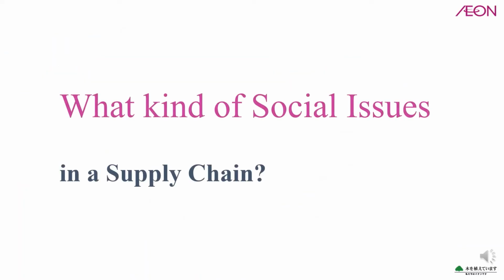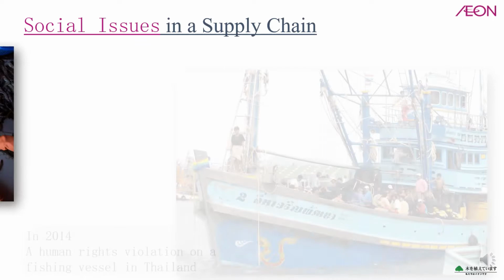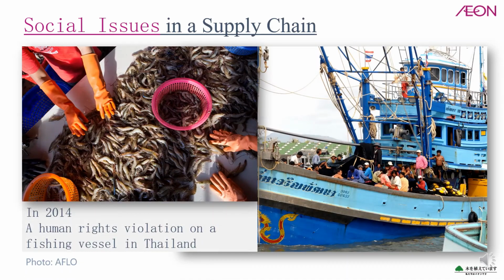So what kind of social issues are there in a supply chain? In 2014, the British newspaper The Guardian reported a human rights violation on a fishing vessel in Thailand. Illegal immigrants from neighboring countries were hired to work on the vessel and catch fish to feed the farm shrimp grown in Thailand. It was a very serious violation of human rights.